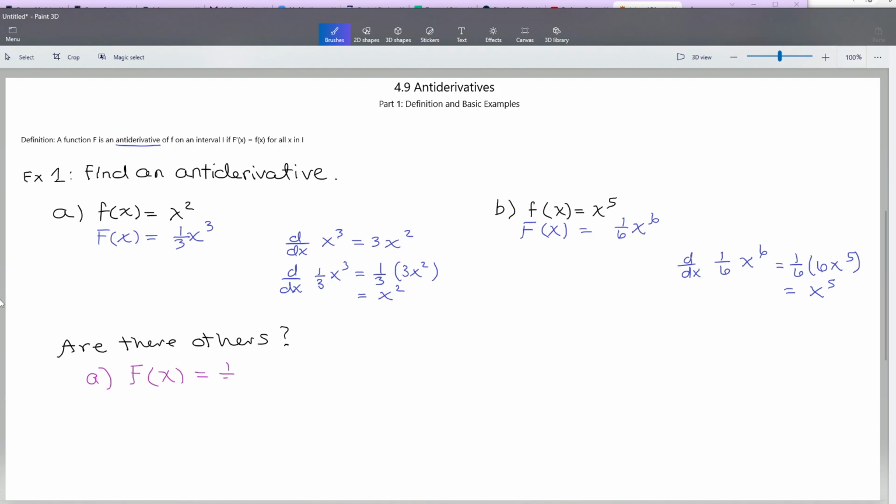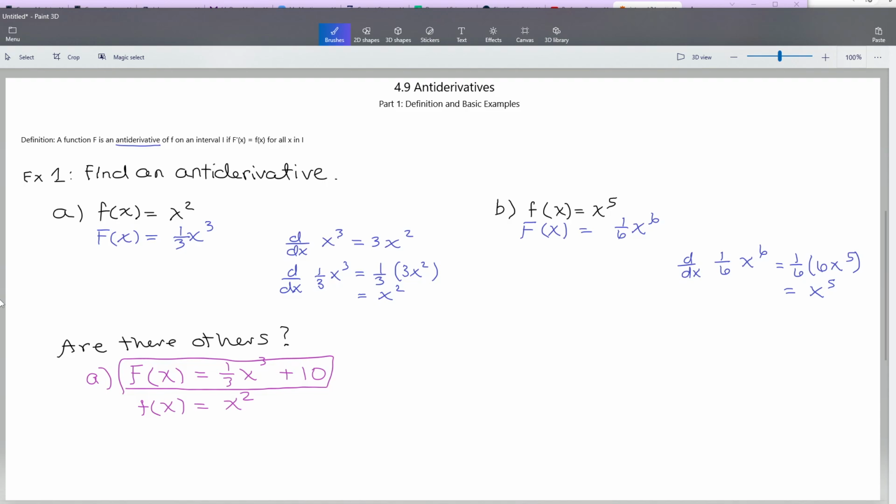So what if I picked the antiderivative F of x equals 1/3 x cubed plus 10? When I take the derivative of this, I have this same idea where 3 times 1/3 is 1, and I get 1x squared, and the derivative of 10 is 0. So this plus 10 doesn't change the derivative. So this right here is another antiderivative for x squared.